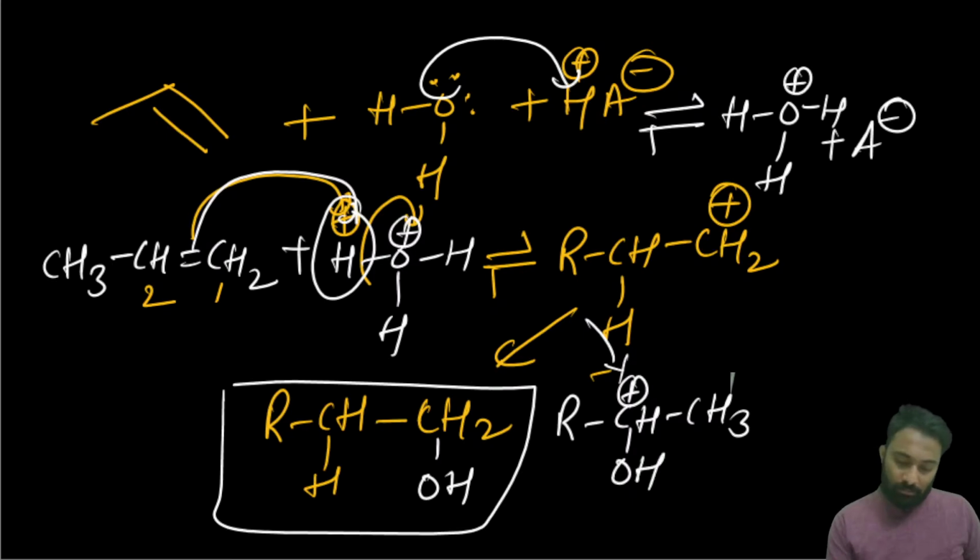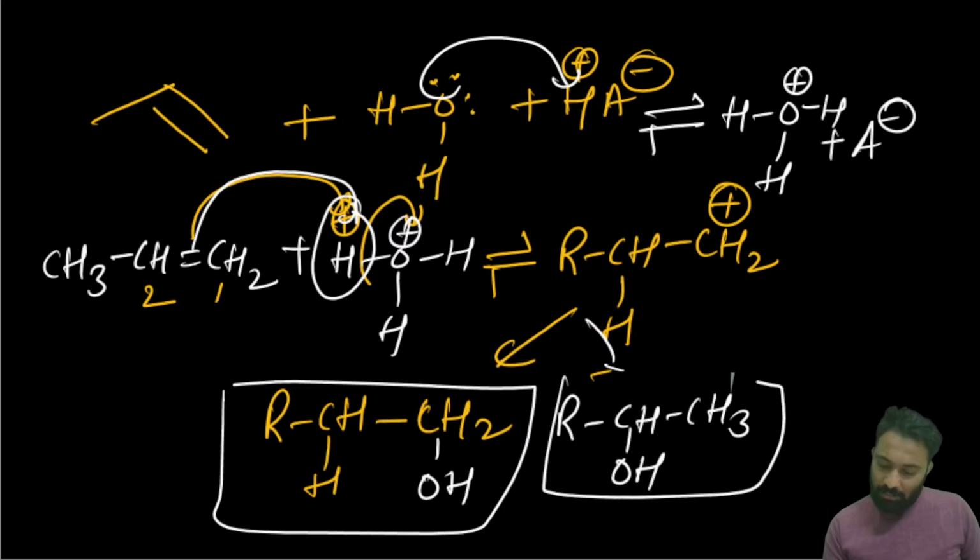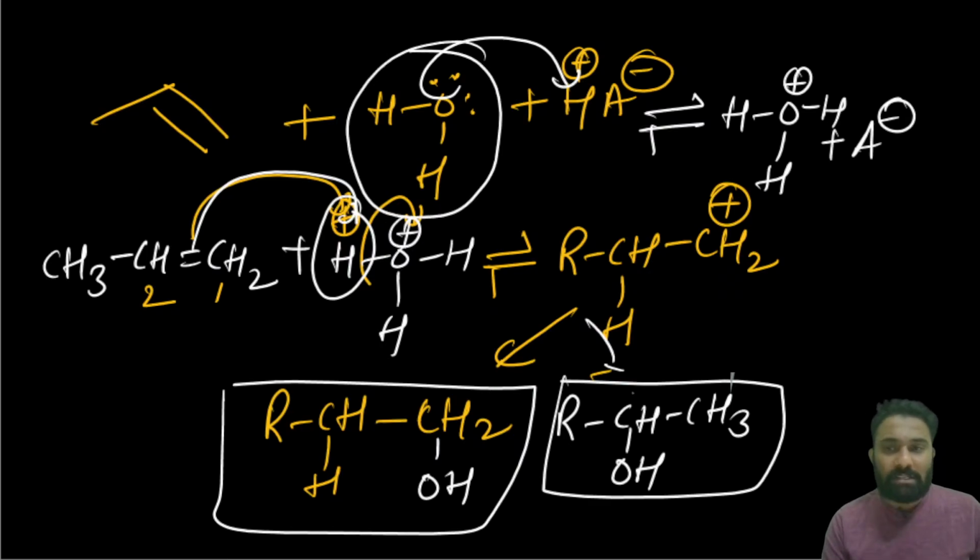Why? Because this is a carbocation; if it is provided, this is more stable. So you have to be very careful: when H2O in the presence of acid adds to an alkene, rearrangement of the carbocation will play a very crucial role.